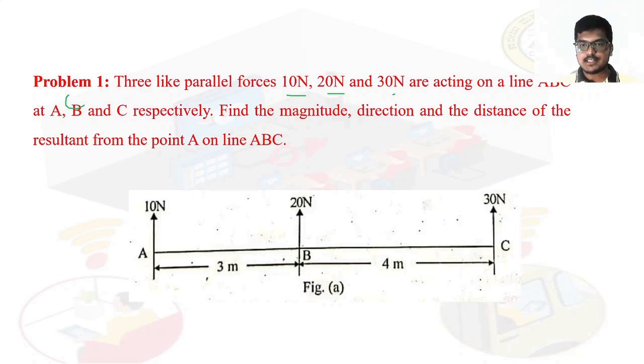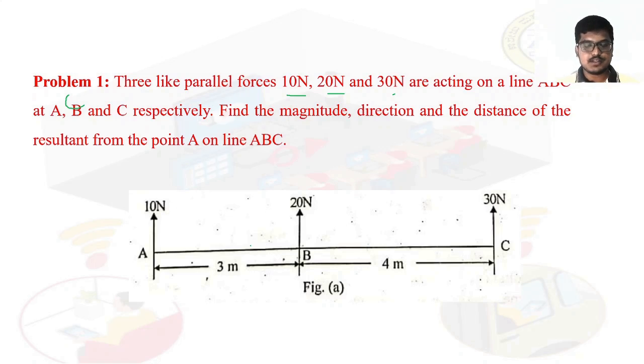So three forces are acting on this line ABC. Now we should find what? The resultant. Resultant means what? These three forces should make the same effect on the line ABC. So the force which makes the same effect as 10, 20 and 30 together, that resultant force we need to find out.